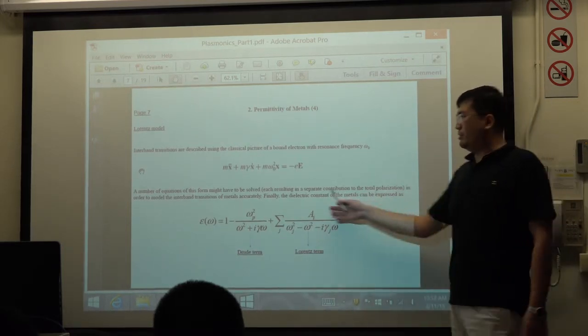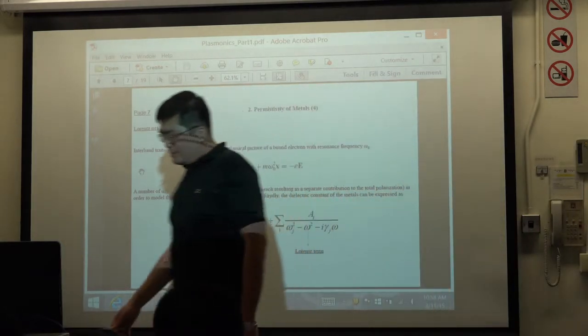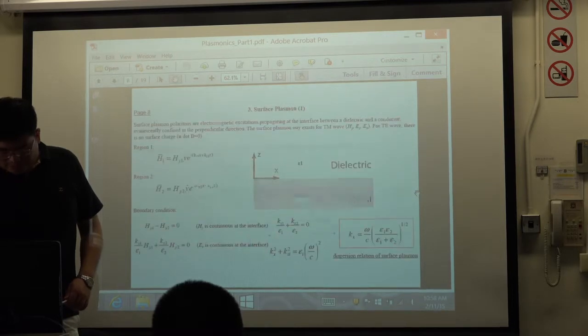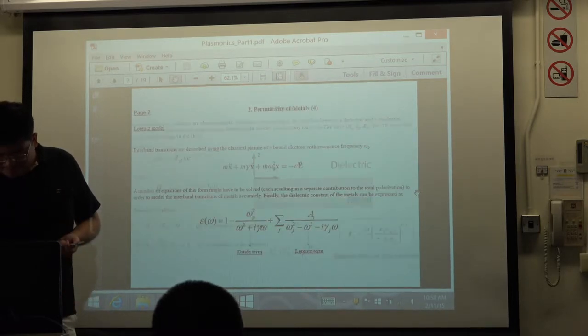You can use this model to do simulations. It includes both interband and intraband transitions.